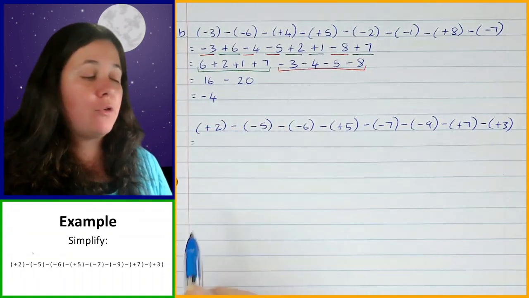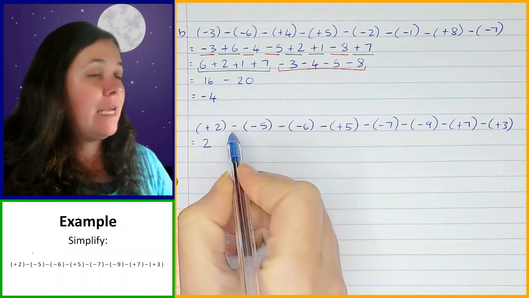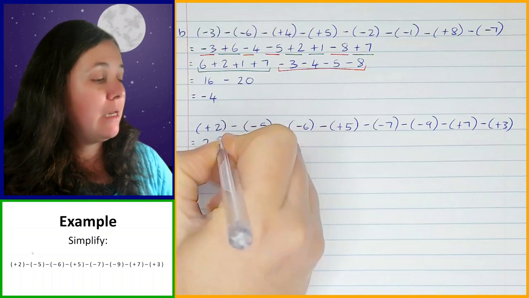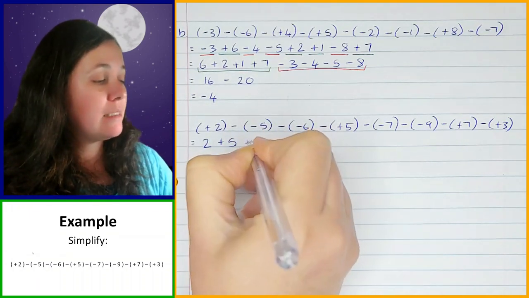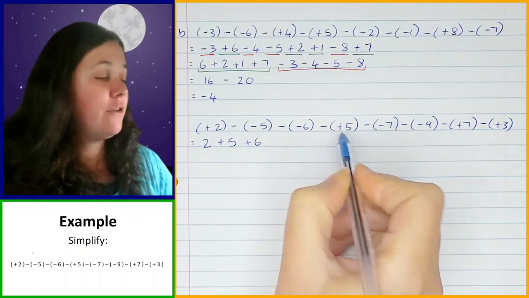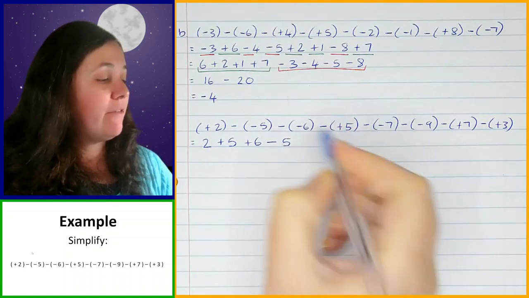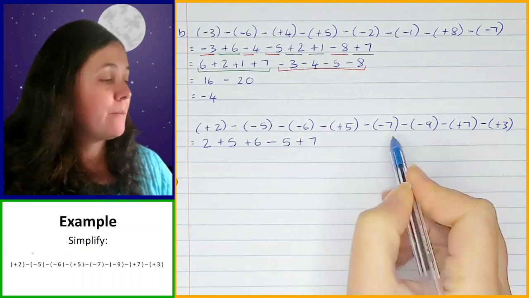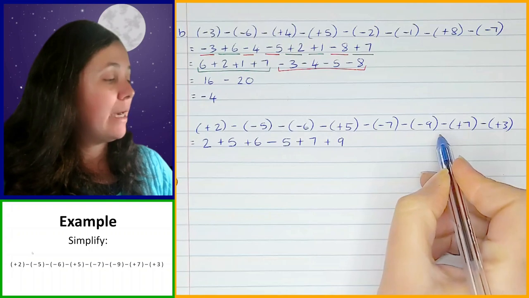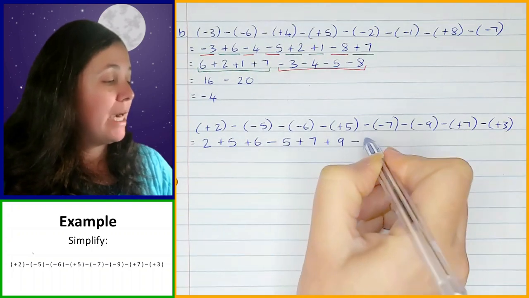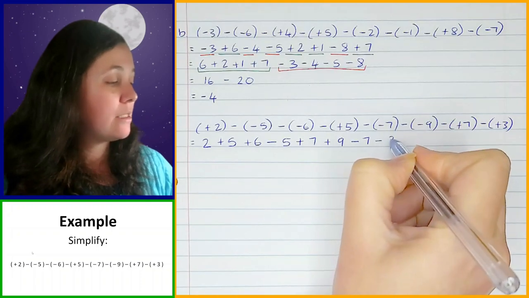drop our brackets first. So this is going to be just positive 2, which is just 2. Then minus negative 5 becomes plus 5. Minus negative 6 becomes plus 6. Minus positive 5 becomes minus 5. Minus negative 7 becomes plus 7. Minus negative 9 becomes plus 9. Minus positive 7 becomes minus 7. And minus positive 3 becomes minus 3.